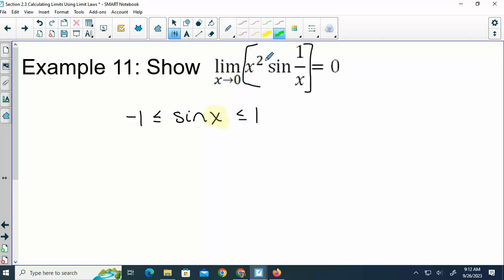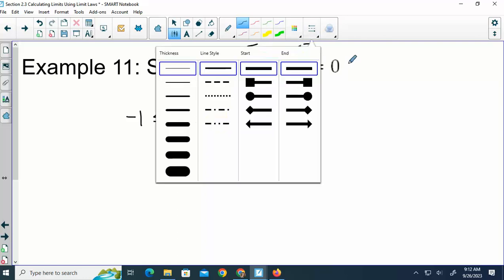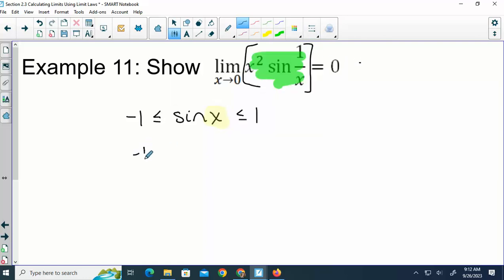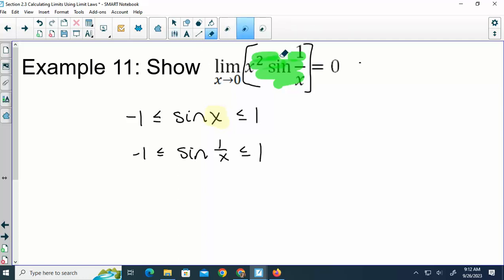So this angle could be anything I want. I am trying to make it match this. So what should I change my x to? I want it to look like this one. That's 1 over x. So it would be true that the sine of 1 over x is also between negative 1 and 1. Okay. So look at what we've got so far. I have gotten my sine and my 1 over x. What else do I need? An x squared.